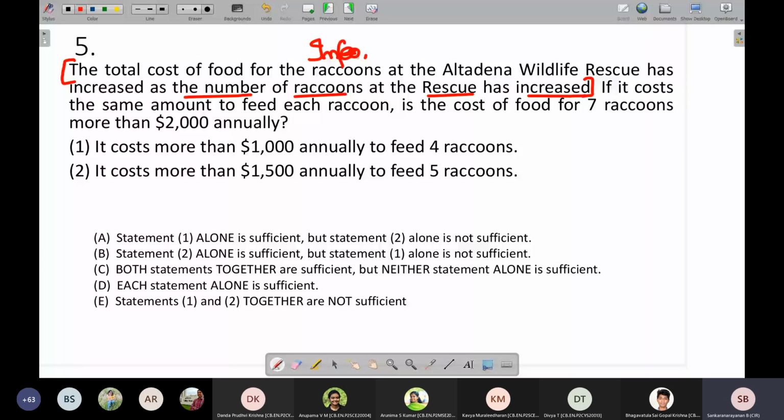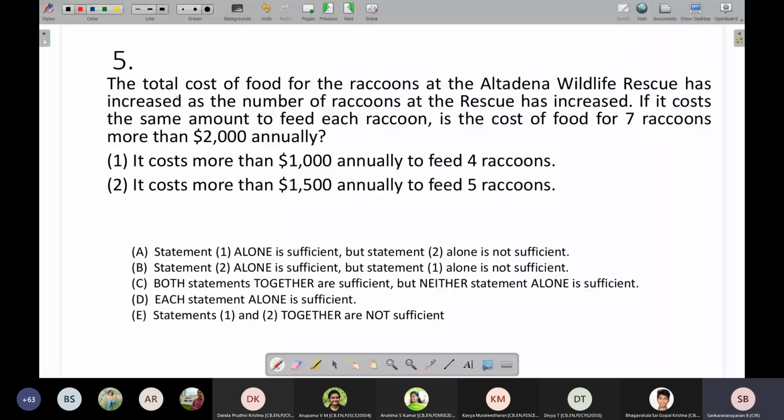Now it costs the same amount to feed each raccoon. So there is nothing like one raccoon, the cost is more because that raccoon eats more. For one raccoon, it is on a diet, so that raccoon will be eating less, so less cost. Nothing like that. The cost is uniform. Okay. So the cost associated with each raccoon in terms of food, when you are considering, it is given in the question that it is the same amount.